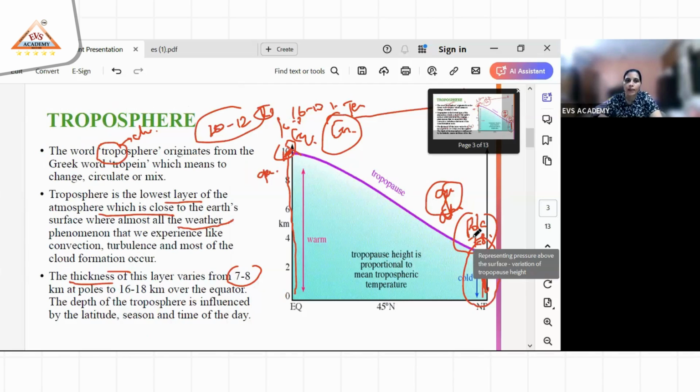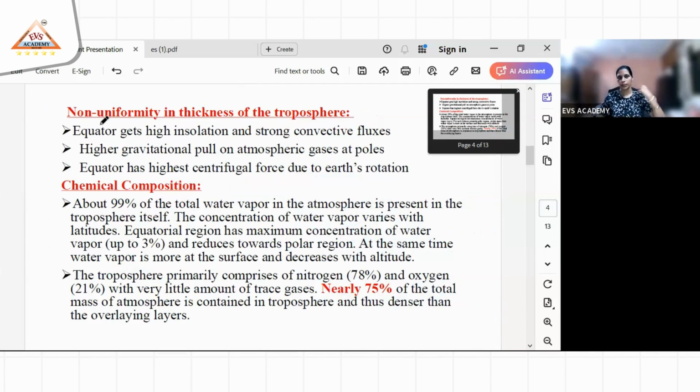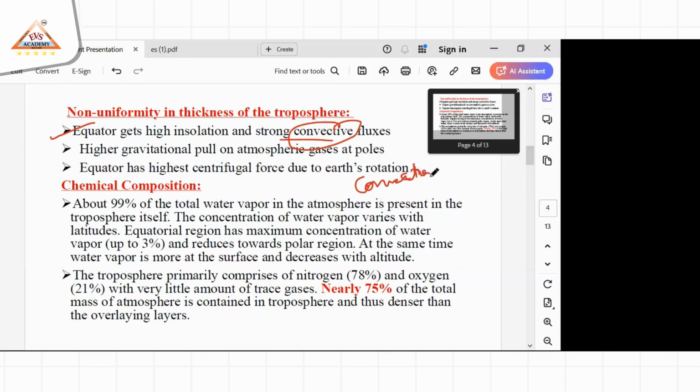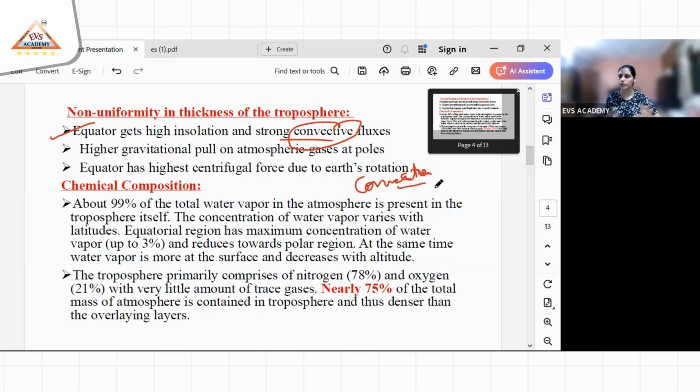Now here you can see why there is a non-uniformity in the thickness of the troposphere. As I told you, first, the equator gets high insolation and strong convective flux. High insolation means incoming solar radiation, so they get convective flux. What is convection? Do you know what convection is? Convection means heat transfer through fluids and gases. So this is the heat transfer, and that is why they get lighter in nature.